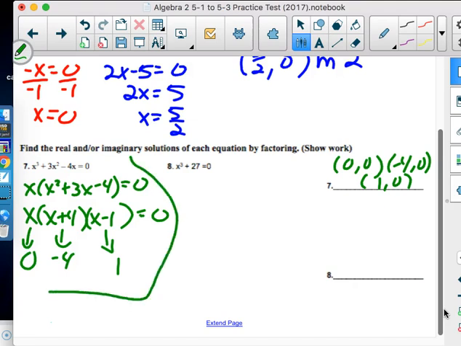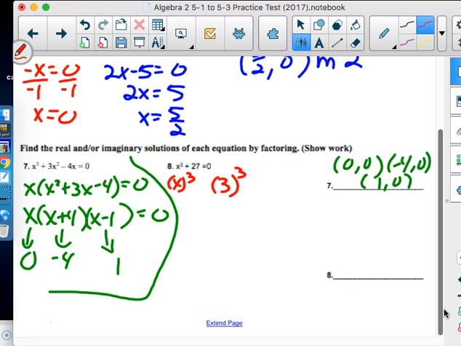Number 8. Is that scary? Shouldn't be scary. Special, isn't it? Cubes. Yeah, cubes. This is x cubed. What do you cube to get 27? 3.